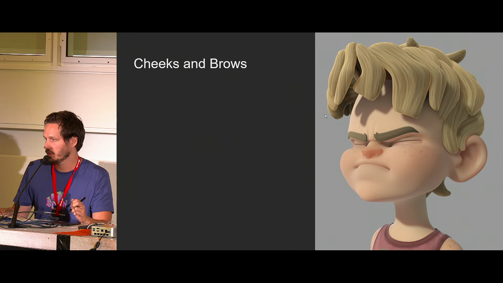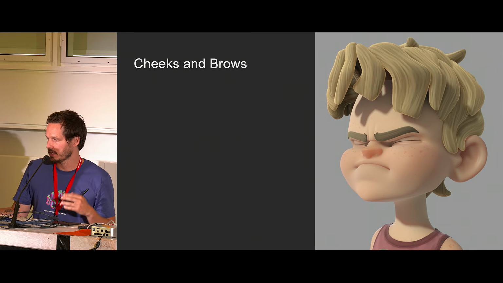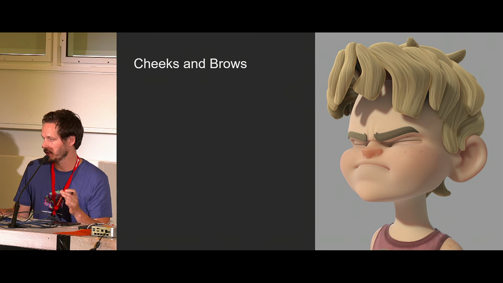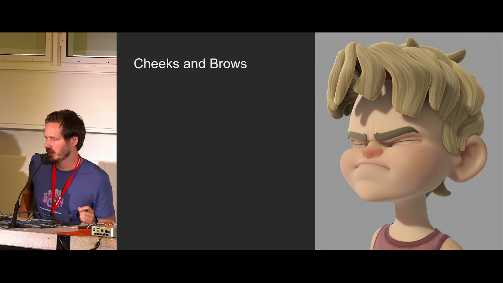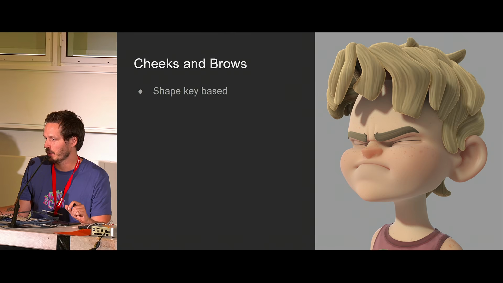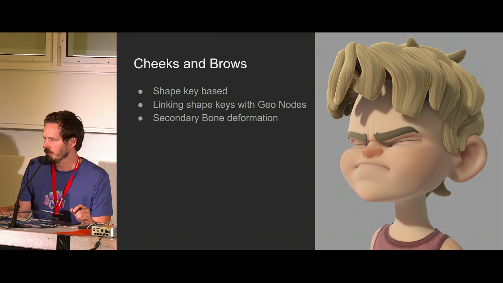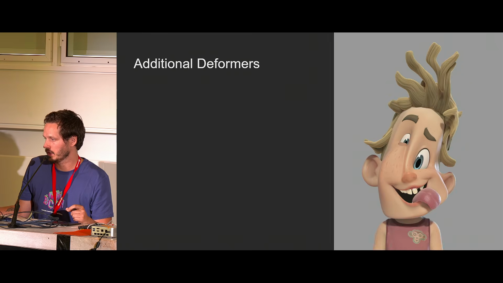So, going to the cheeks and brows: as I mentioned, the ribbon guide is a big feature for the mouth and the eyes. For the cheeks and brows, I went for a more conventional, classic shape key approach, where it is very shape key based, but uses linked shape keys with a geonodes setup. On top of that, there is a secondary bone deformation to tweak small adjustments.